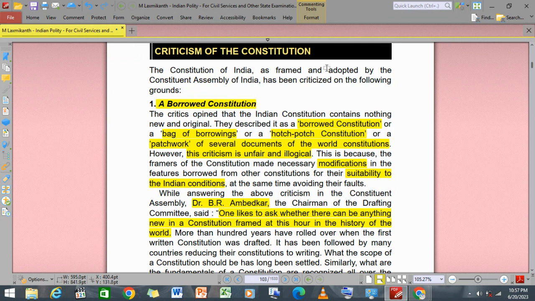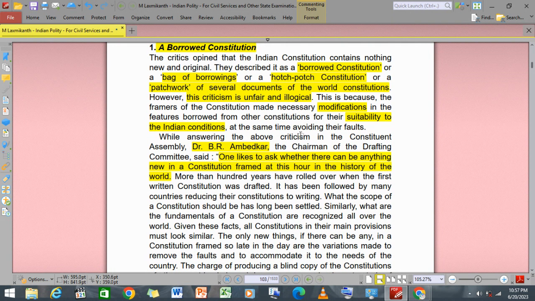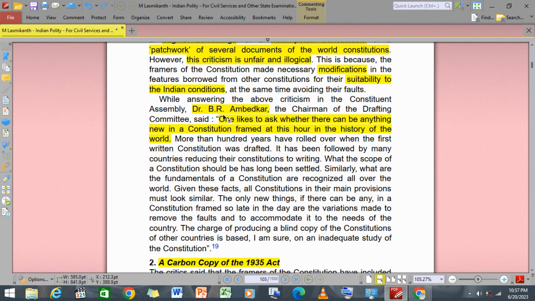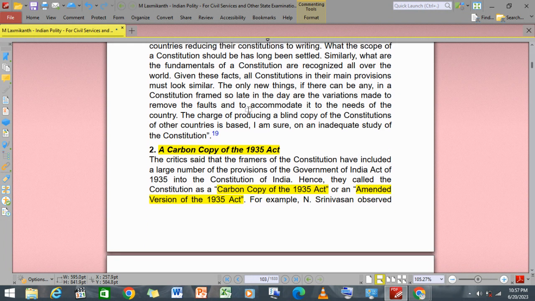Then we have further criticism of the constitution. Some people say that it's a borrowed constitution. So definitely it's borrowed, mainly from the Government of India Act of 1935, which we have discussed in the previous lectures. It is called a bag of borrowings, a hodgepodge constitution, a patchwork of several documents of world constitutions. The criticism is unfair and illogical. Why? Because we never copy-pasted everything. We modified it as per our own conditions, and that's what Dr. Ambedkar also said, that nobody has a copyright over a constitution.